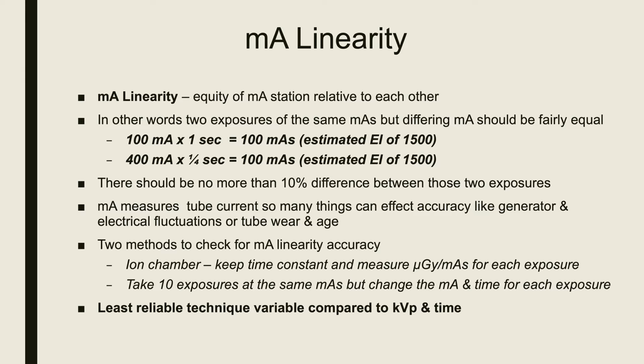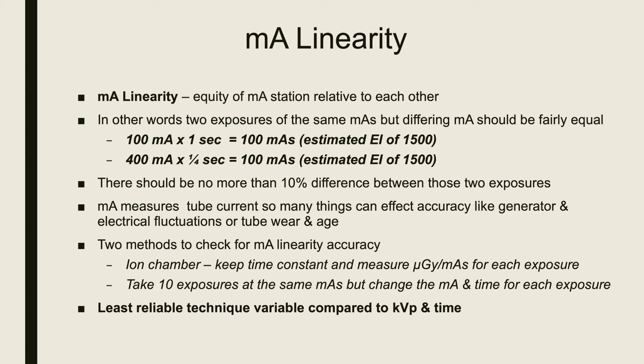But as you all know, you can set the same mass, but use either a short exposure or a long exposure. But you should have the same readout, the exposure readout. So your exposure index for 100 mass using a long exposure time versus a short exposure time should be similar. So the acceptable range is 10%. Anything beyond that means that your mA stations are inaccurate.